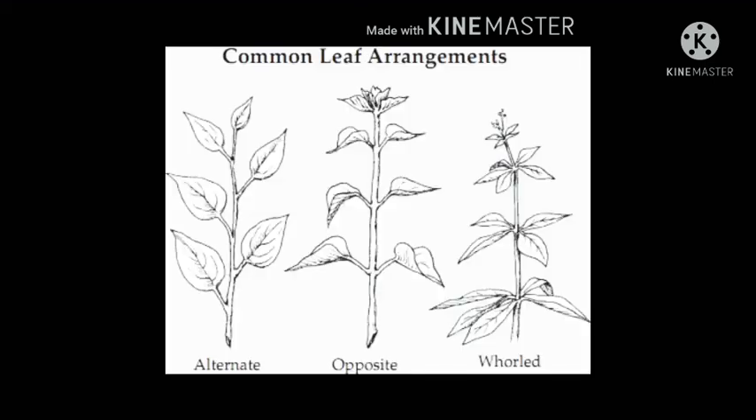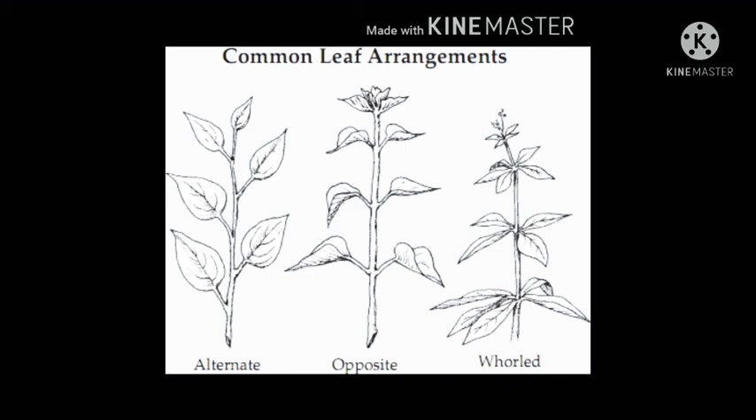Now let's study the arrangement of the leaves. As we can see, leaves are arranged differently in different plants. The arrangement of leaves is called alternate when only one leaf grows from each node. Node, we have shown you, is where the leaf comes from the branch. And when two leaves grow from each node and are arranged opposite to each other, this kind of arrangement is called opposite. We can see this in guava, basil, etc.